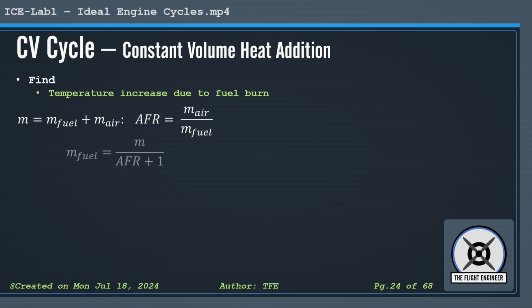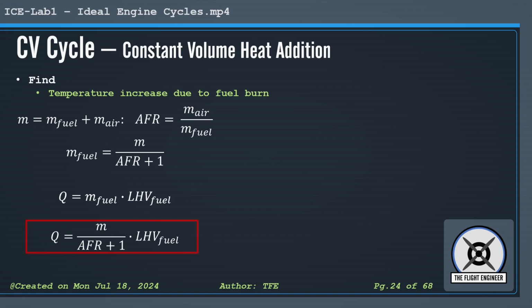Solving again for the fuel's mass, we get the following. So we know how much fuel we have, but how much heat will its combustion produce? Well, that's easy. Multiplying the fuel's mass times the fuel's lower heating value will give us the total kilojoules of energy released when burned. The whole point of this was to understand the temperature rise from 2 to 3, but now we have Q solved for total mass.